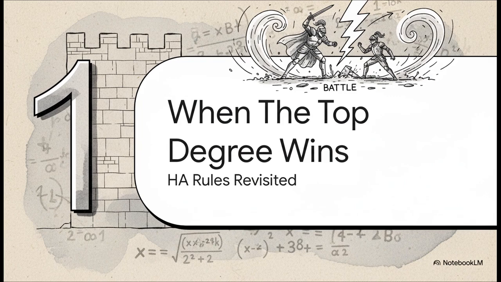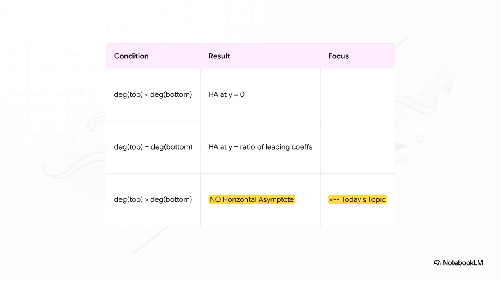Okay, so to really get our heads around this, we first need to do a super quick refresh on the rules for horizontal asymptotes. It all comes down to one thing: comparing the degrees of the top and bottom polynomials. So here are the three big rules, right? You've got bottom heavy, where the denominator's degree is bigger and the asymptote is just y equals 0. Easy enough. Then you've got when the degrees are equal, and you just take the ratio of the leading coefficients.